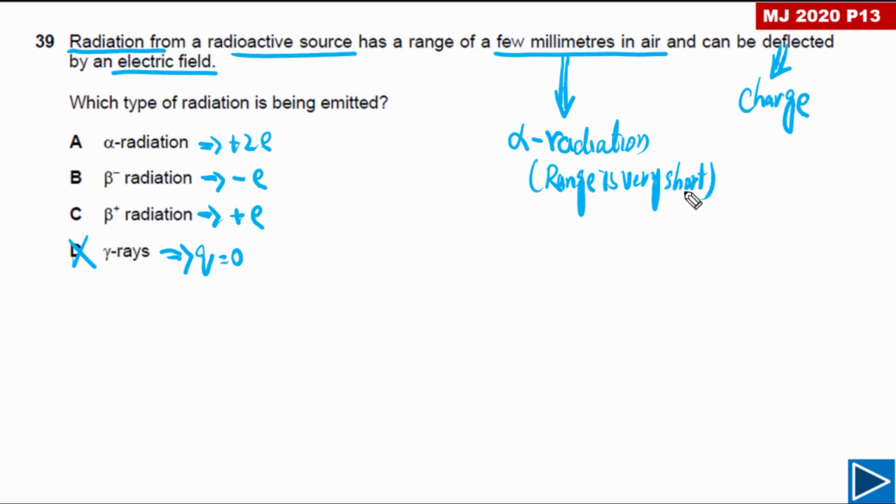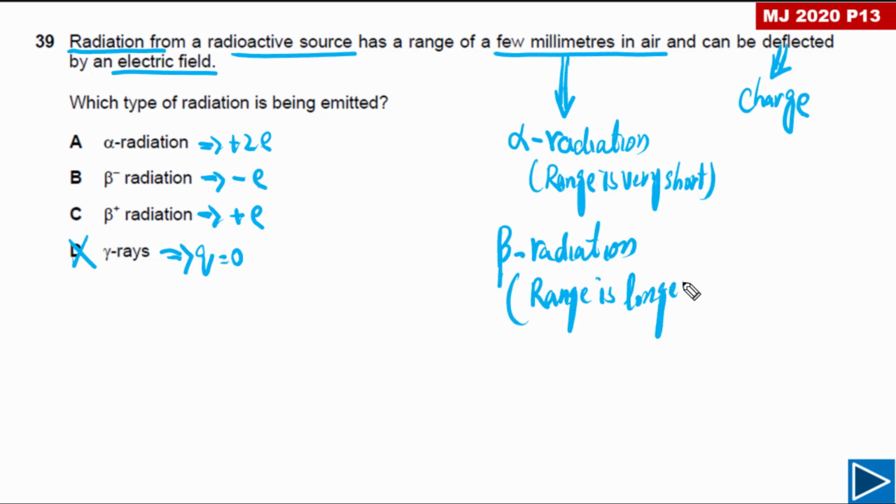If we compare with the range of beta radiations, beta plus or beta minus, the range is larger, is longer. So we can say beta radiation has the longer range. It means that our best possible option can be A. So that's the answer, because the range of alpha radiation is very short.